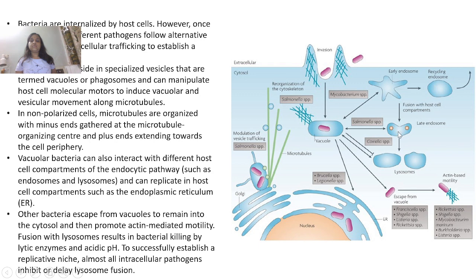So if there is a fusion of this endosome with the host cell membrane, or if there is a fusion of this vacuole also, then this bacteria will go inside and there will be a fusion with the lysosome also. So all these bacteria also want to avoid that, and they prevent this fusion with the lysosome by different kinds of mechanisms. So you can understand, more than the host cell itself, the bacteria are more smart because they are evading the immune system so well.